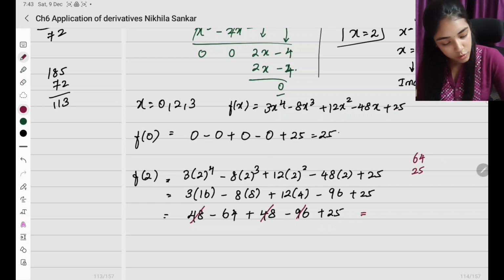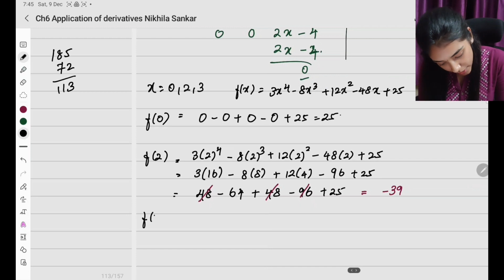So what is it? 64, 25. So this becomes 5. 14 minus 5 is 9. 39. So I have minus 39. Now I need to do f of 3.